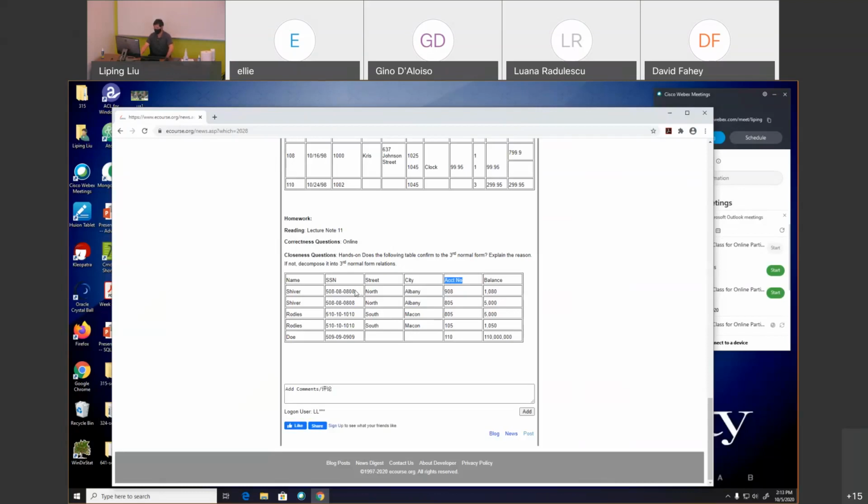I believe so because name, street, city depend on the social security number only. The balance depends on the account number only. So all other columns depend on these two columns. If you make those social security number and account number a composite primary key, then it should be okay.